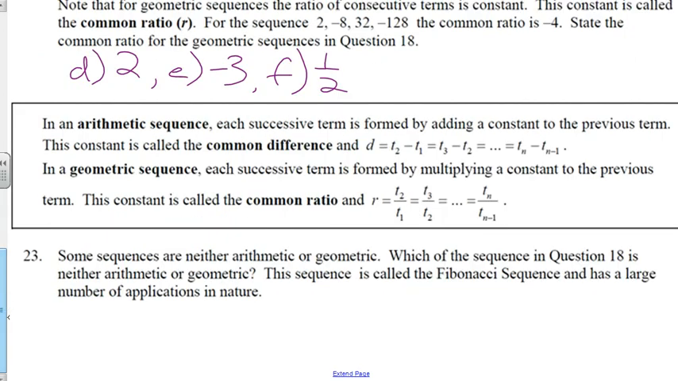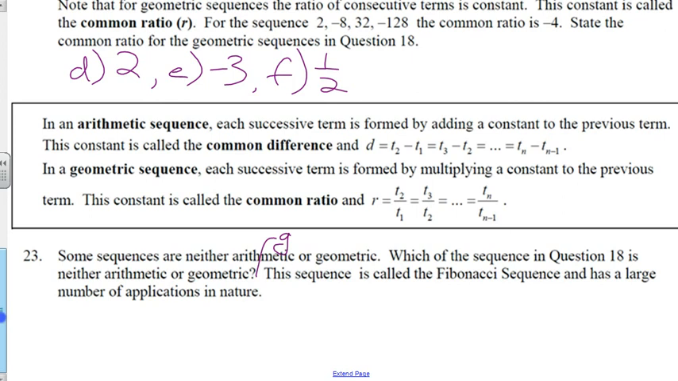Now when we look at it, usually we just kind of look at it and say, oh, multiply by 2, multiply by 2, multiply by 2. Really what you're doing is you're actually taking this term and dividing it by that term to get what you're multiplying by, right? But we kind of look at it automatically. We just sort of think that's what's happening. We don't go through the thought process of that's what I did. Some sequences are neither arithmetic nor geometric. Which of the sequences in question 18 is neither arithmetic or geometric?